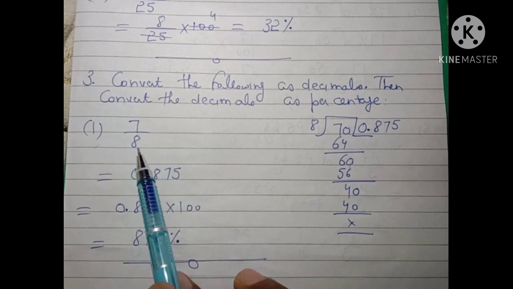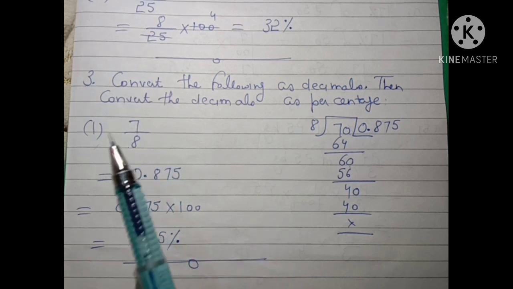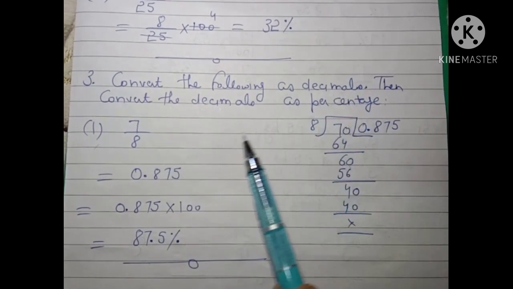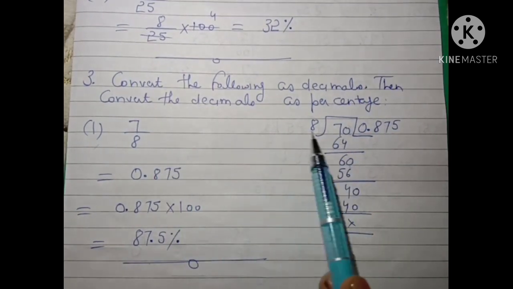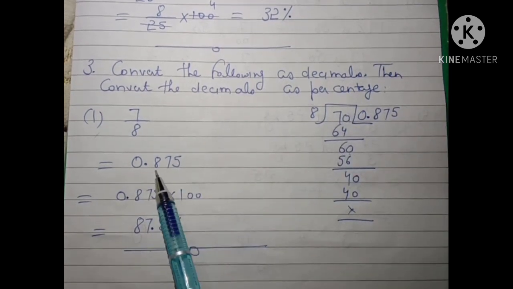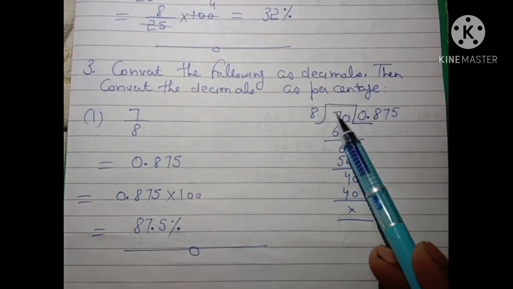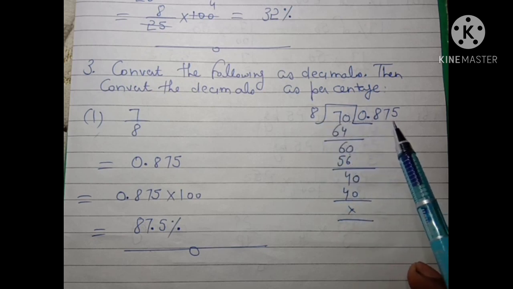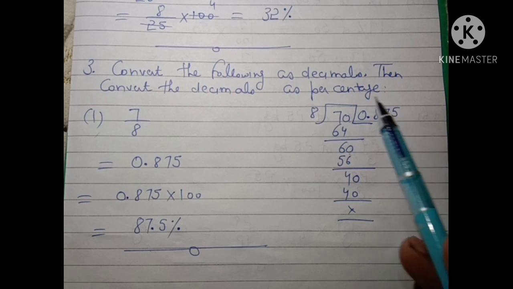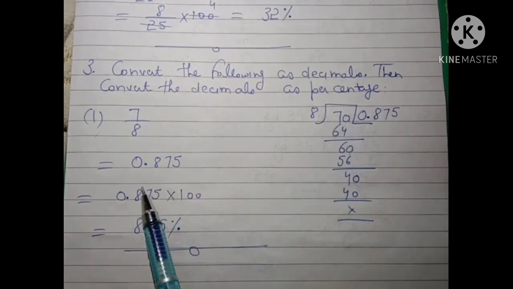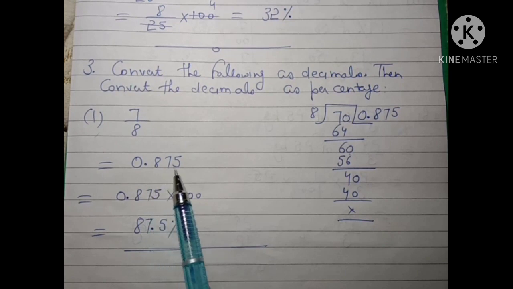First of all, 7 by 8 is given to us, and if we want to convert this term into decimal, we have to divide this 7 by this 8. I had also shown you the division, how I had done this one. So 7 when divided by 8 will become 0.875. You have to do this one by yourself because it is very simple. And you can see after division it will become 0.875.